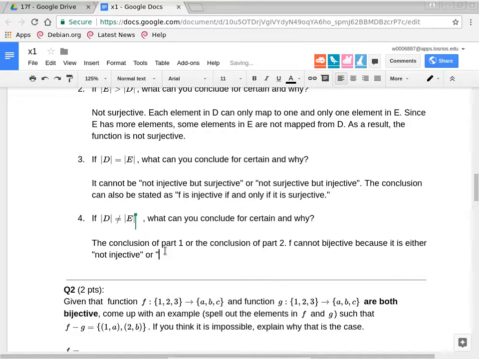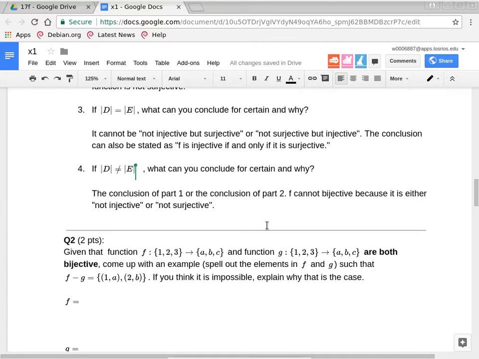injective or it is not surjective. So it cannot be bijective. Is that okay? That we know for certain. It cannot be bijective. It is either not injective or it is not surjective. Is that okay? All right? Okay.